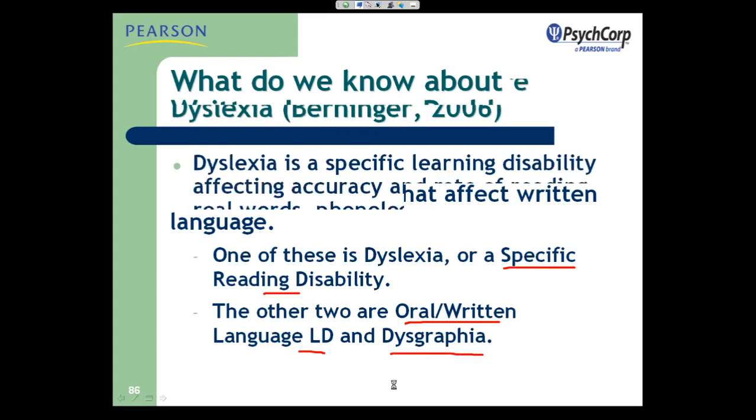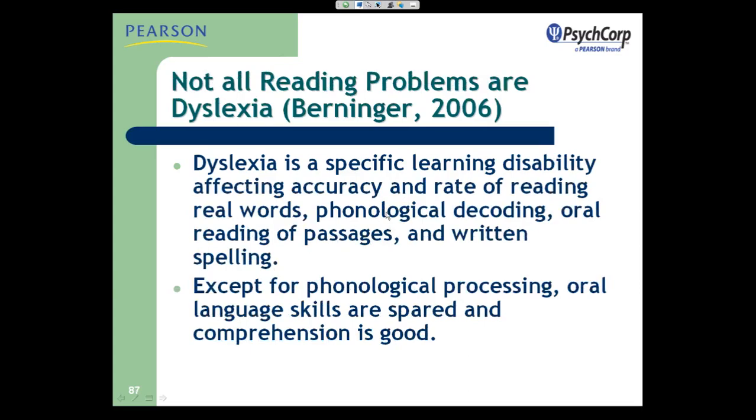Let me just tell you a little bit about all of these. Certainly, dyslexia affects the accuracy and rate of reading both real words as well as pseudo words. It affects phonological decoding, it affects oral reading, it affects written spelling. Why? Because all of these components require us to integrate the orthographic with the phonological. But in this case, if the weakness is in basic skills, often we find that children's oral language skills are good. So if we read something aloud to them, they're able to demonstrate comprehension.